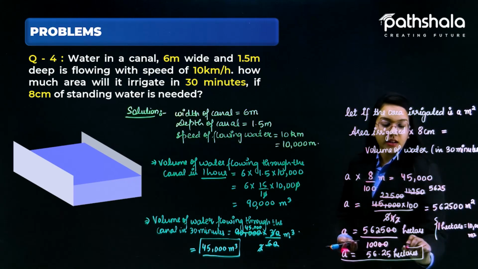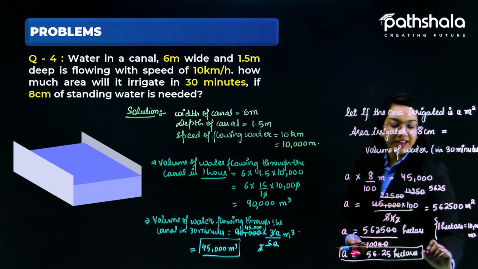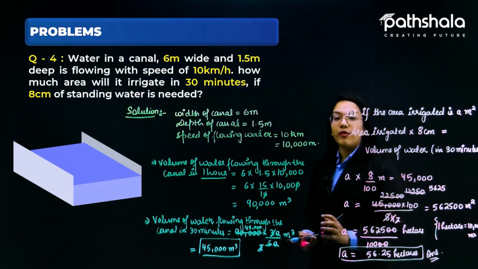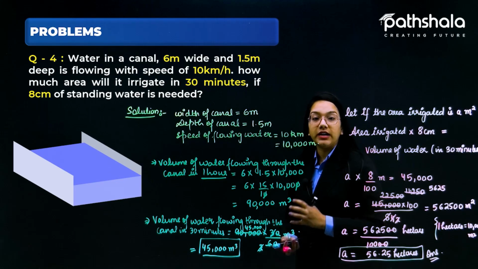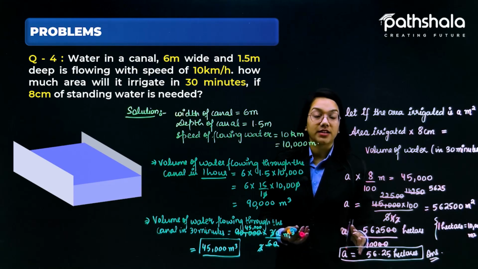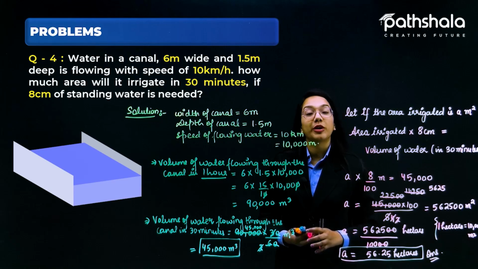So at the end we get the area which should be irrigated. The area irrigated in 30 minutes when 8 centimeters of standing water is needed is equal to 56.25 hectares. This is the answer for this particular question.